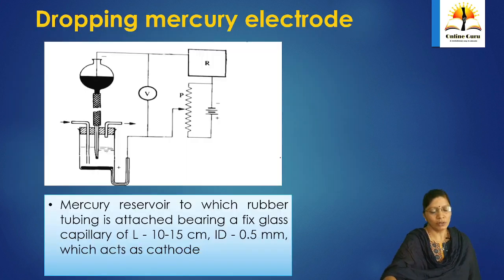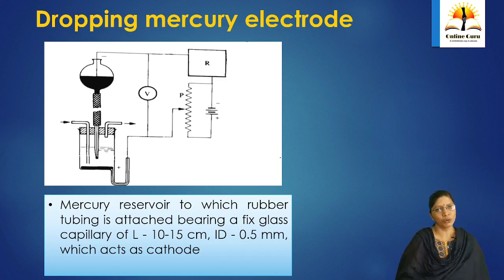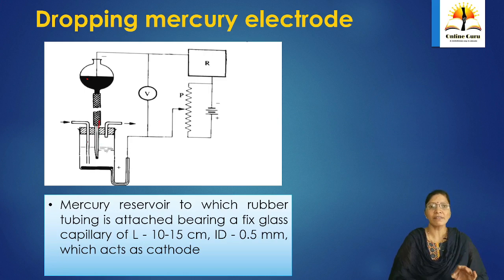Okay, so let us talk about the design of the dropping mercury electrode. Here you have a mercury reservoir, in which we fill mercury. Here there is tubing attached with a rubber, which fixes a glass capillary at the end. This fine glass capillary is as fine as what you see in a thermometer. Inside a thermometer, you see the mercury going up or down as the temperature changes. In the same way, from the reservoir the mercury comes out at the end and forms a drop.